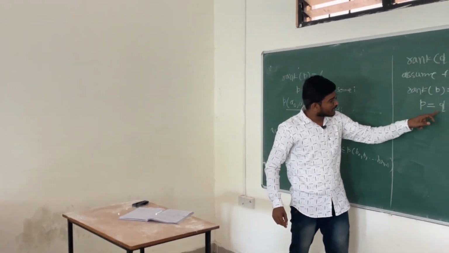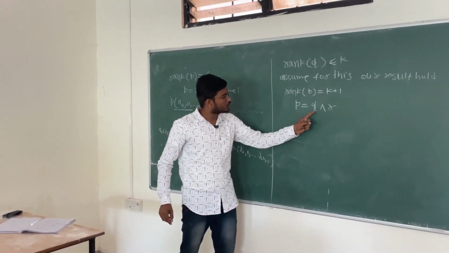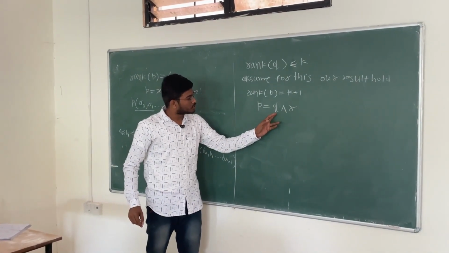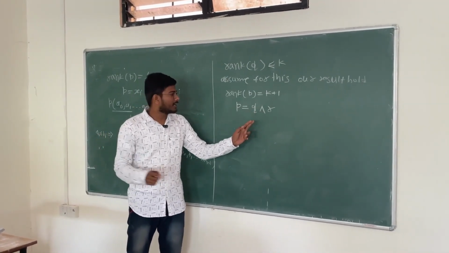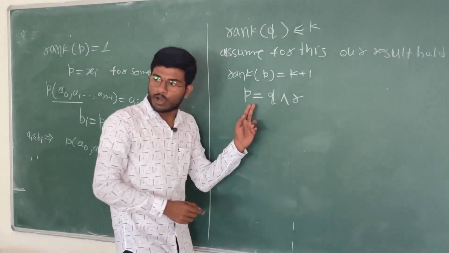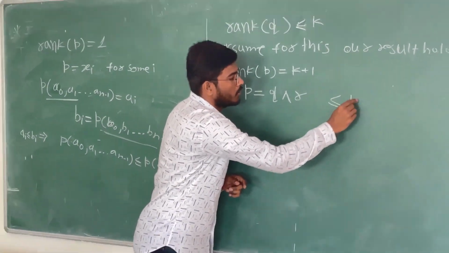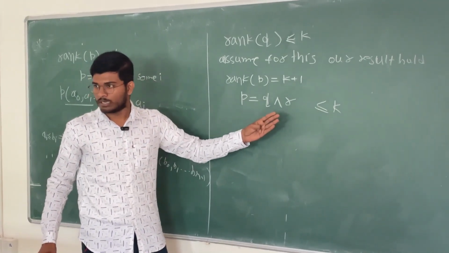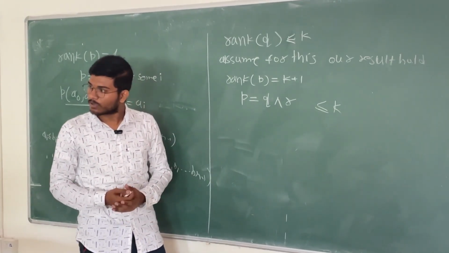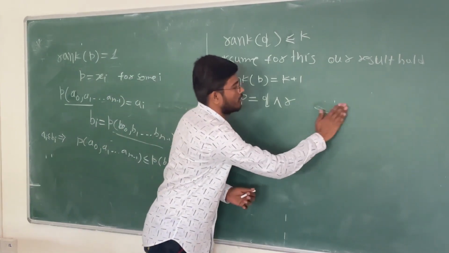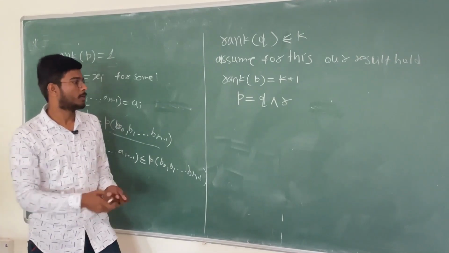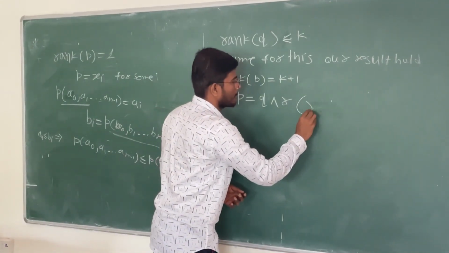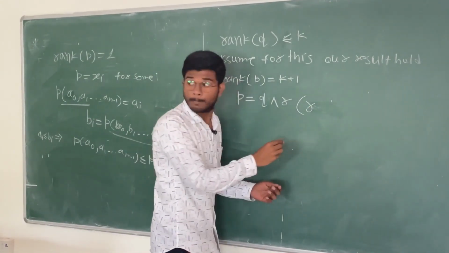Suppose this is the polynomial having rank k plus 1, and it is formed by using these two polynomials with meet. So these two are also polynomials, but you have to keep in mind that these polynomials are of rank less than or equal to k, because if one of them is k, the other should be 1. It has a different meaning. You can also write this as a join.